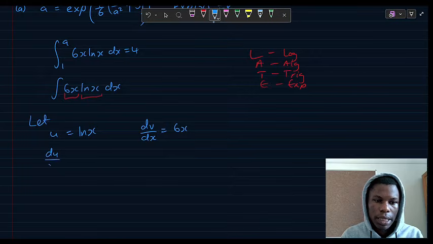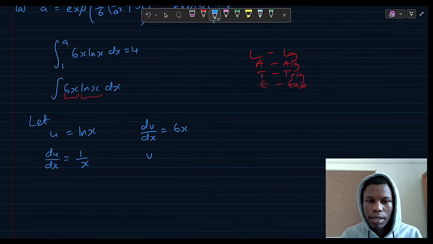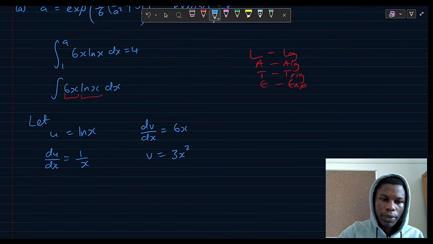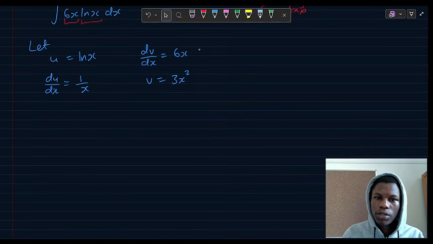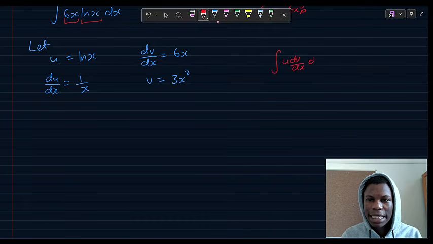So du/dx is going to be equal to, if you differentiate ln x, you get 1 over x. And if you integrate 6x, you're going to get 6x squared over 2, which is 3x squared. Now we're going to use the formula for integration by parts, which says that the integral of u dv/dx is equal to uv minus the integral of v du/dx.